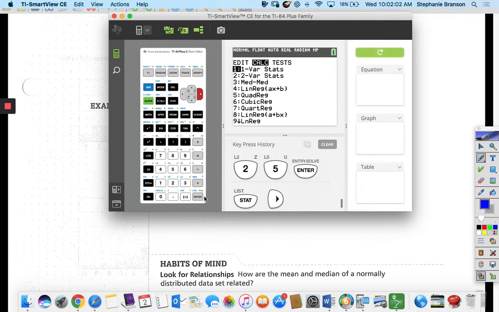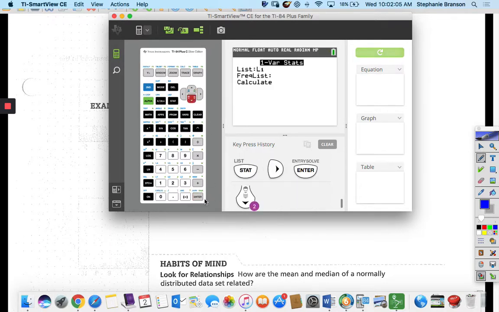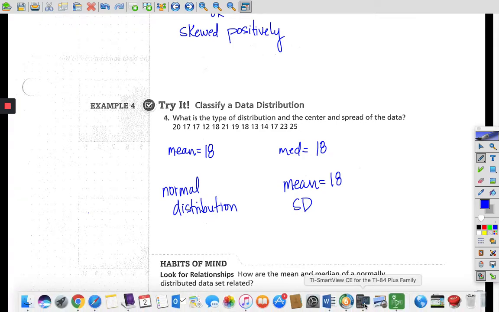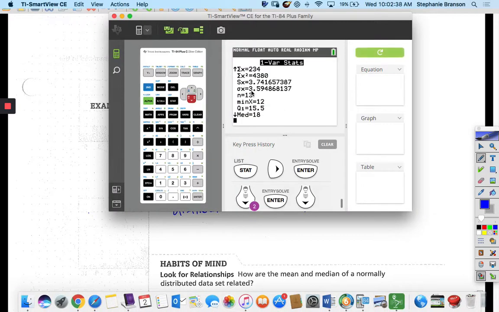So again, we're going to calculate the one variable stats. Go down. Our mean is 18. And our median is also 18. So if our mean is 18 and our median is 18, what type of distribution? This is normal distribution. And we want to find our mean, which we already have, and our standard deviation. And our standard deviation is right here, and our standard deviation is approximately 3.59.